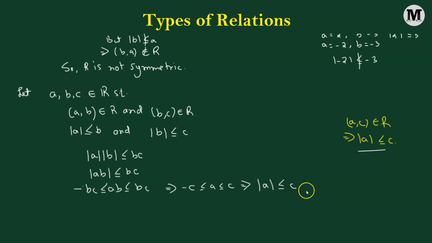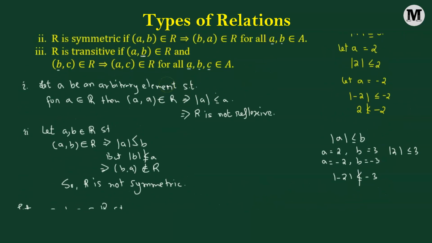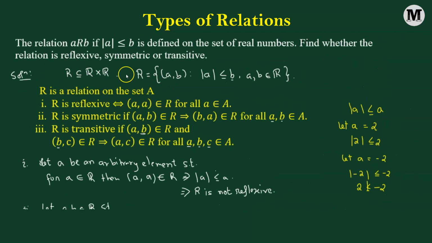So this is exactly what we have shown. This means that A comma C must belong to the relation R. So we can say that R is going to be transitive. So for this particular relation R, which is defined as absolute value of A less than or equal to B, it is going to be a transitive relation, but it is not going to be reflexive, nor is it going to be symmetric.